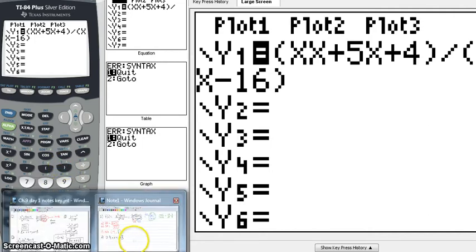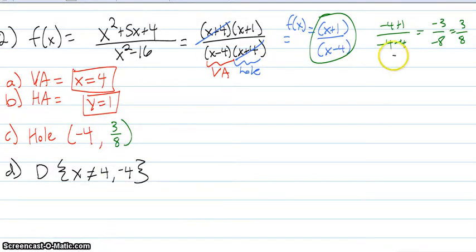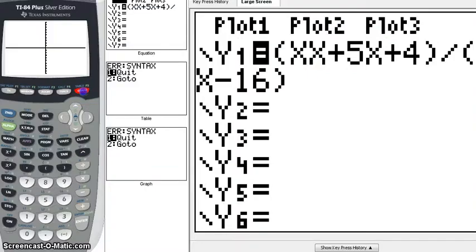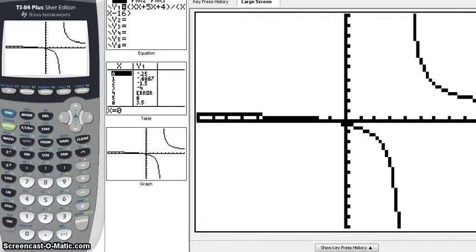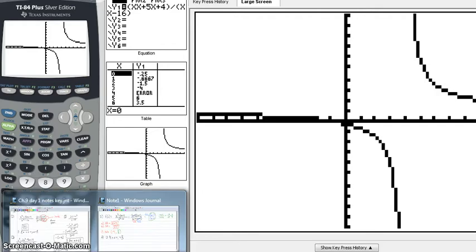All right, so we have x squared minus 16, so let's look at the graph. There's our horizontal asymptote. It jumps up and it goes off forever. So it looks like a pretty standard graph. We can now graph this by hand.